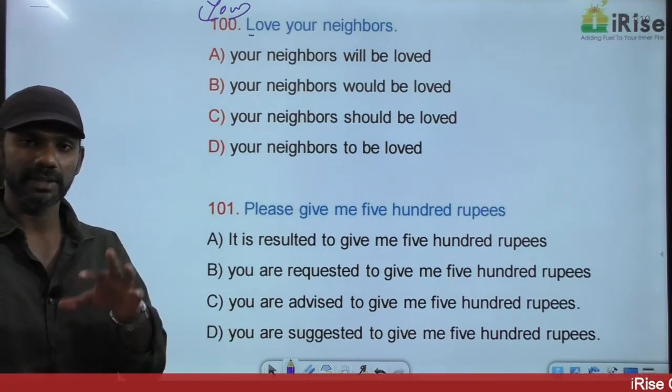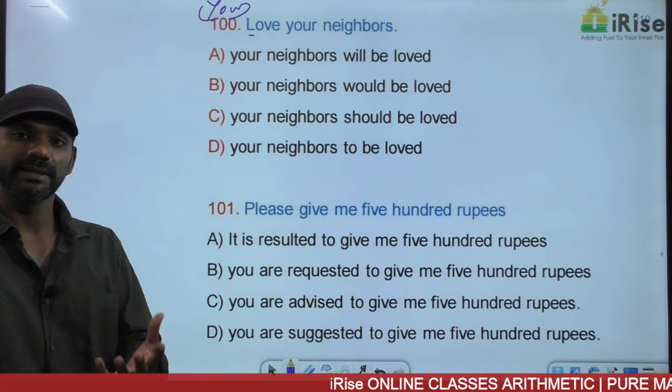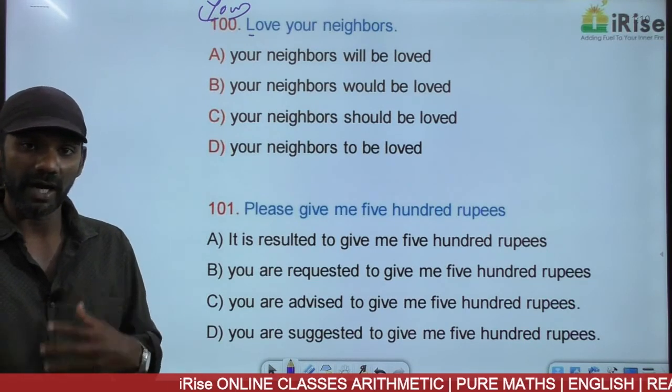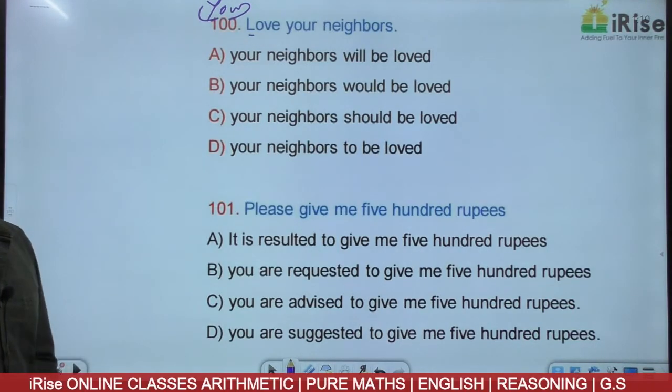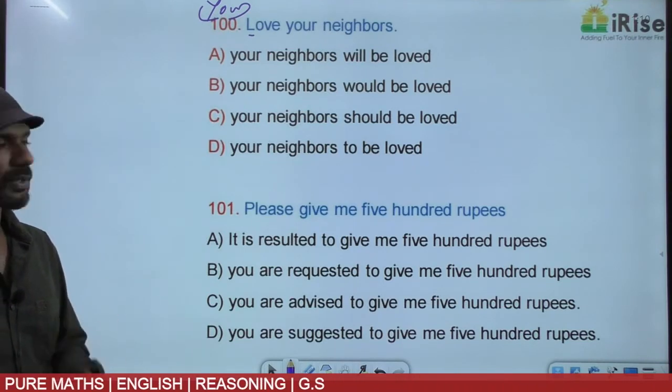I love my neighbors, you love your neighbors. She loves her neighbors, he loves his neighbors. They love their neighbors, we love our neighbors, etc. So, love your neighbors means you love your neighbors. That's the meaning. The subject is understood here.